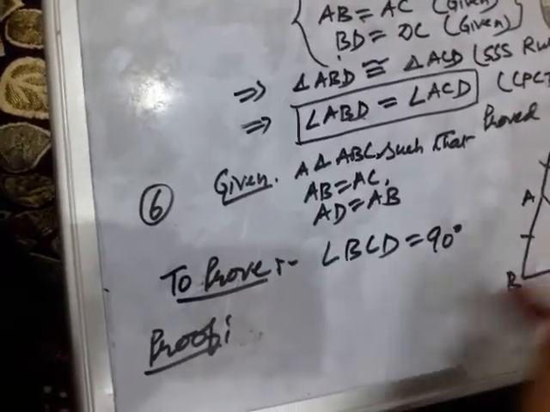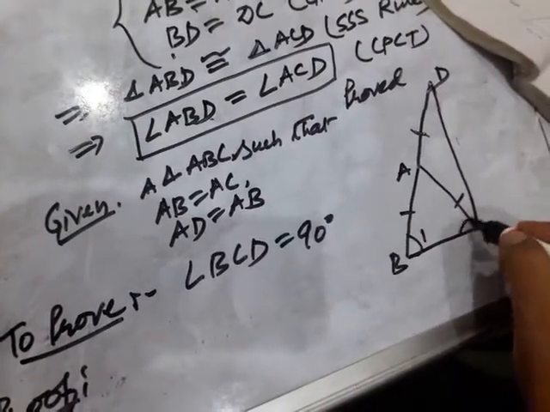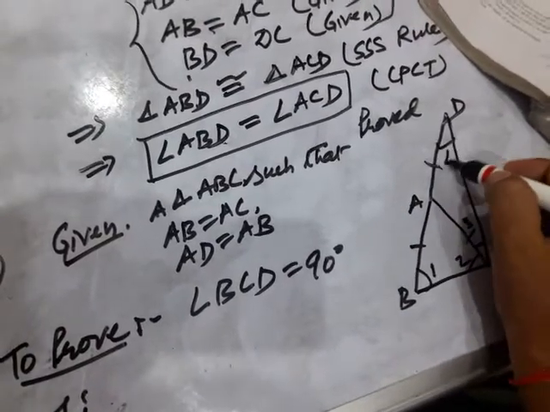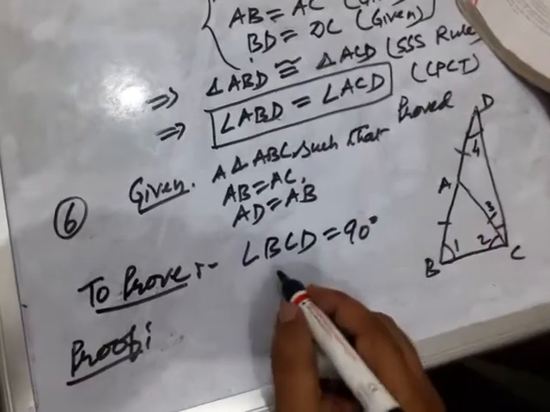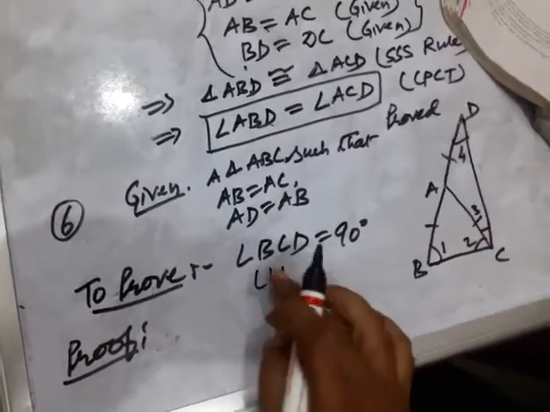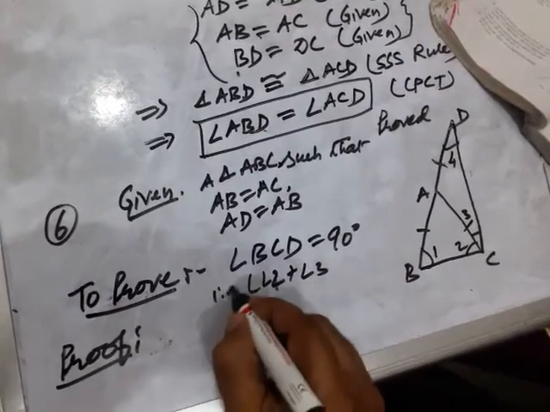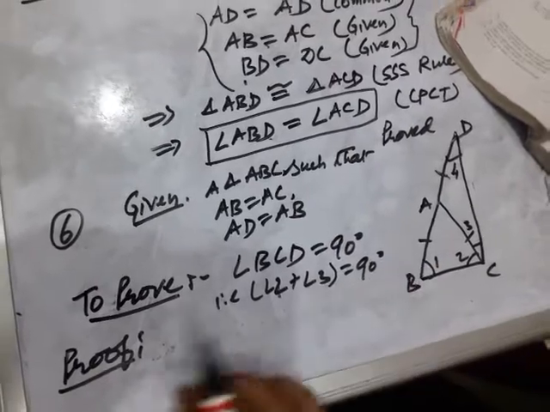Proof: we have to prove that angle BCD, let it be angle 1, this is angle 2, this is angle 3, and this is angle 4. Okay children, angle BCD equal to 90 degrees means angle 2 plus angle 3 equal to 90 degrees, that we have to prove.